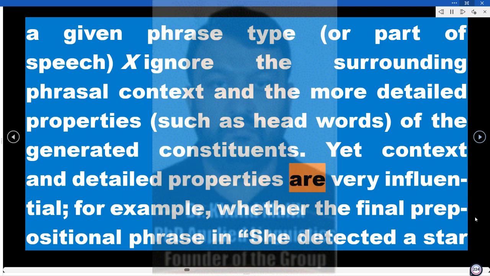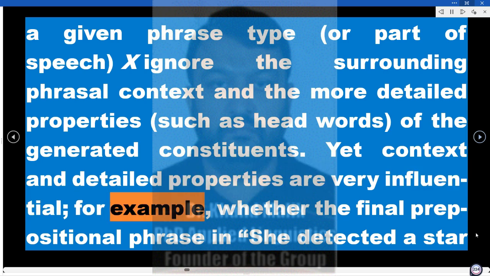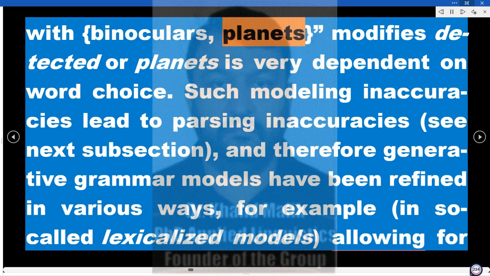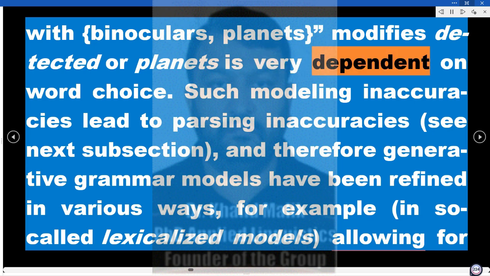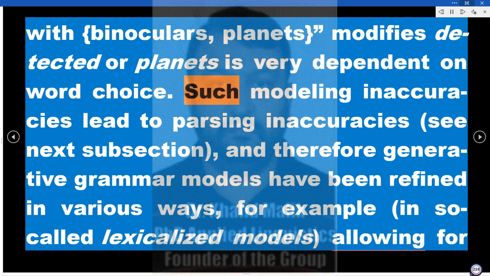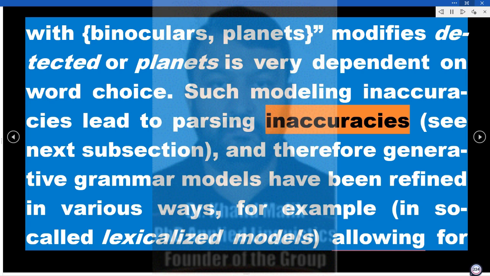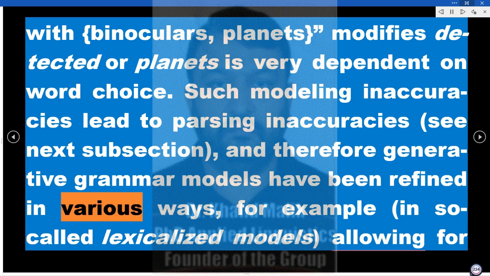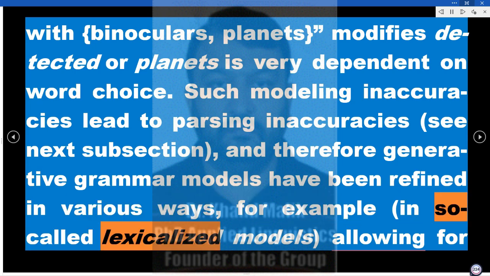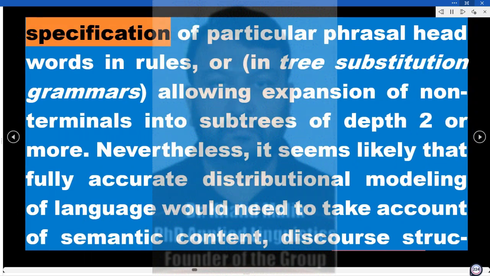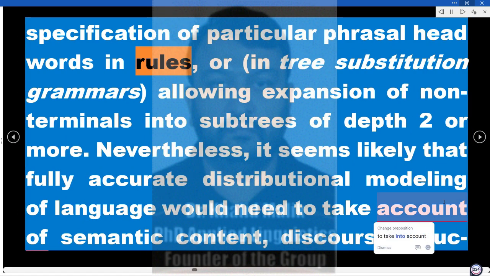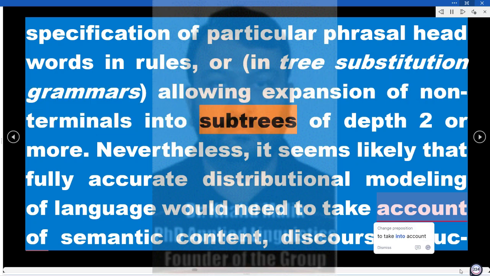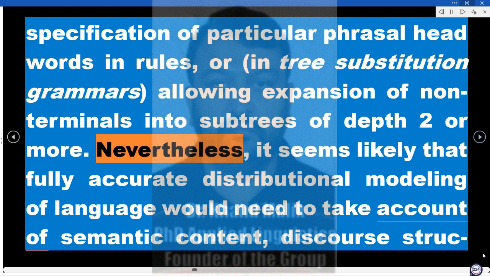Yet context and detailed properties are very influential. For example, whether the final prepositional phrase in "she detected a star with binoculars" modifies "detected" or "star" is very dependent on word choice. Such modeling inaccuracies lead to parsing inaccuracies, see next subsection, and therefore generative grammar models have been refined in various ways, for example, in so-called lexicalized models, allowing for specification of particular phrasal head words in rules, or, in tree substitution grammars, allowing expansion of non-terminals into subtrees of depth 2 or more.